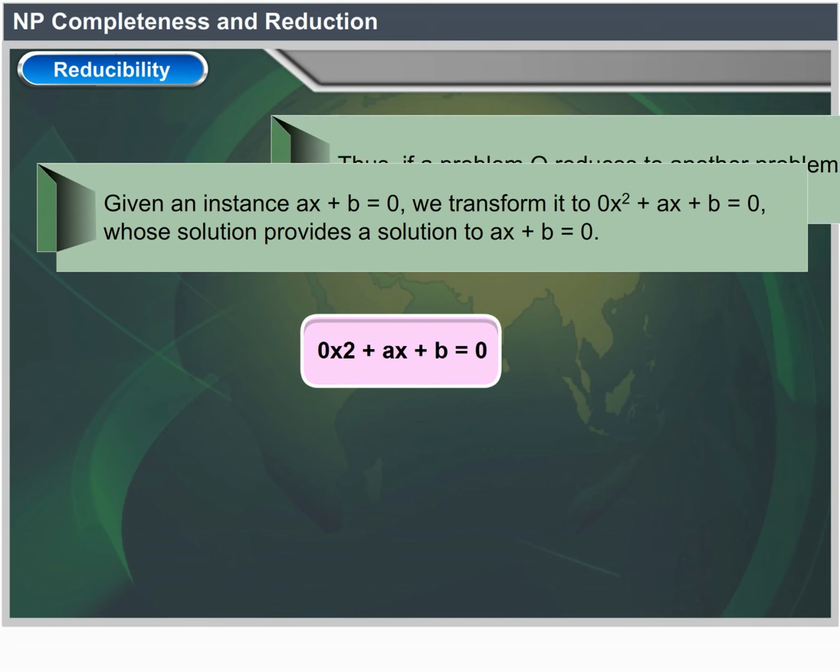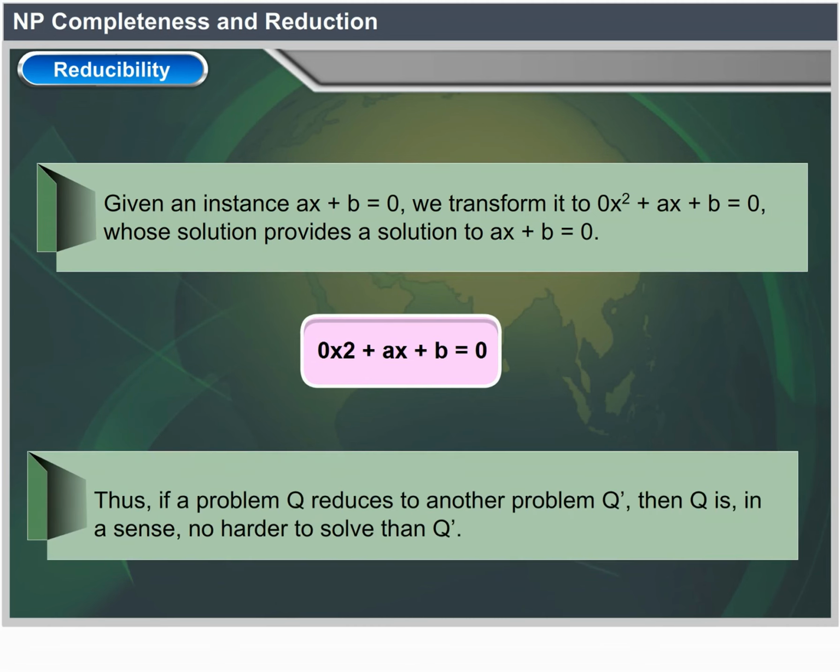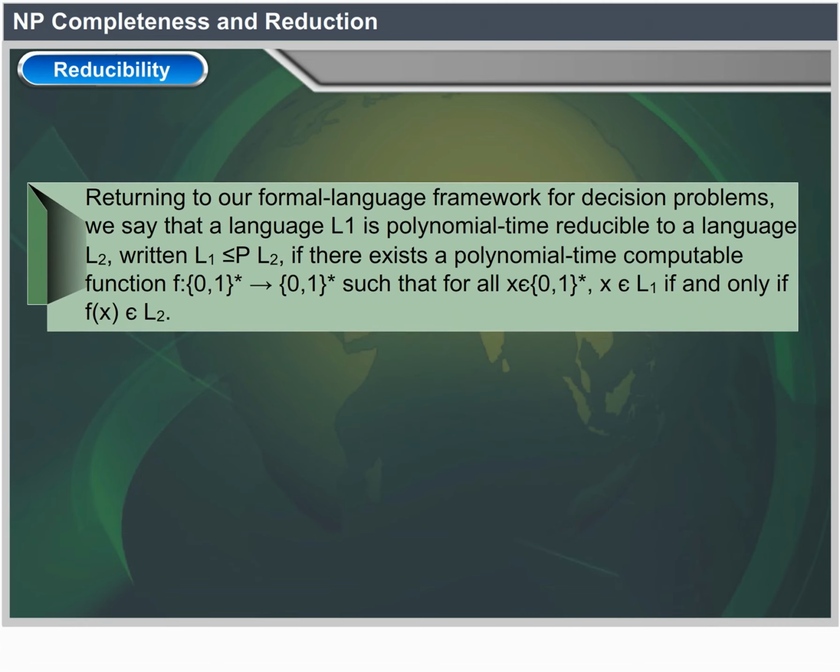Thus, if a problem Q reduces to another problem Q prime, then Q is, in a sense, no harder to solve than Q prime. Returning to our formal language framework for decision problems, we say that a language L1 is polynomial time reducible to a language L2, written L1 less than or equal to P L2, if there exists a polynomial time computable function f from {0,1}* to {0,1}* such that for all x in {0,1}*, x belongs to L1 if and only if f(x) belongs to L2.